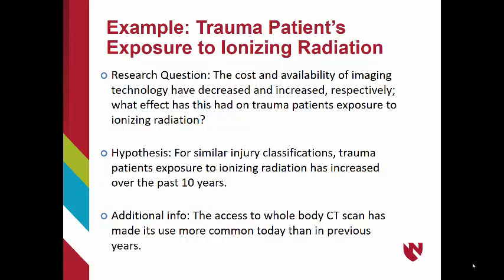So the hypothesis that they came up with was, for similar injury classifications, trauma patients' exposure to ionizing radiation will have gone up over the past 10 years, just due to the fact that this additional information is the access to whole body CT has made its use much more common today than in previous years. So they're basically trying to tie it together with, they believe it's CT. Now, are we going to prove this? Not necessarily just by looking at the exposure, but we could look at the counts of the types of pictures that we'll be taking. Are we talking about MRIs? Are we talking about X-rays? Are we talking about CTs? And we can see, are those numbers shifting over time?